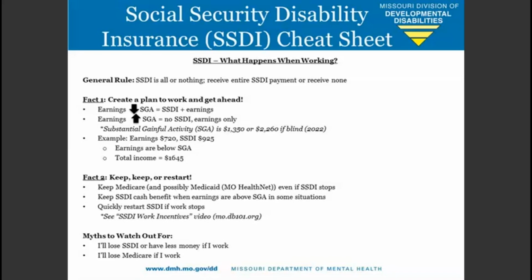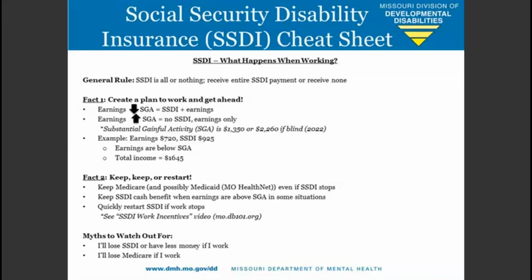Fact number 2, keep, or restart. You can keep your Medicare and possibly that MO HealthNet, even if your SSDI stops. So remember, that goes back to keeping your Medicare for 93 months. You also can keep your SSDI cash benefit when earnings are above SGA in some situations. So those again are a lot of times based on those work incentives, and on reporting that information to Social Security so that they can review those things. And also, you can quickly restart SSDI if for some reason work stops. So that's a real big relief to people, to be able to get that income restarted quickly.